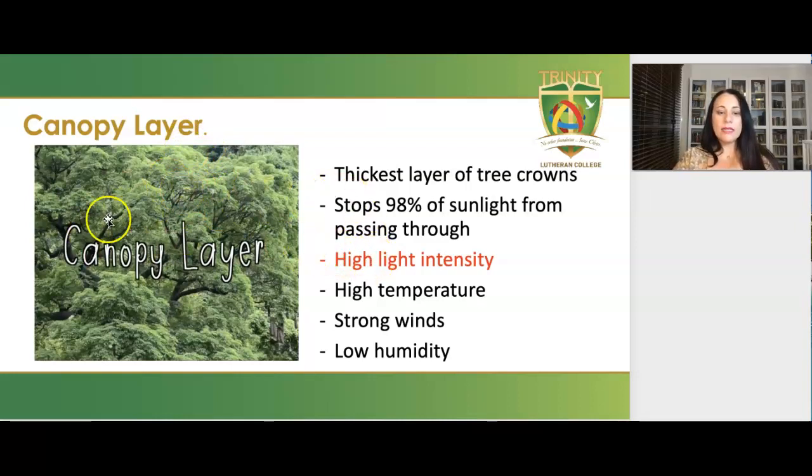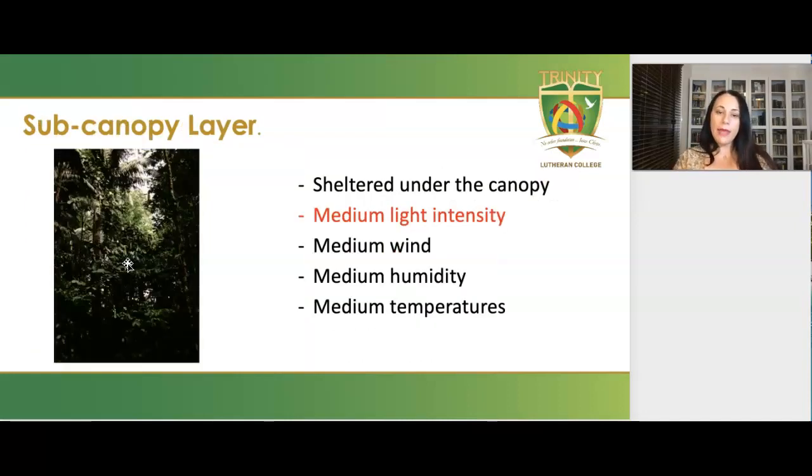It means that organisms living in this canopy are exposed to high light intensity, high temperatures, strong winds because there's nothing really to protect them, and very low humidity. The sub-canopy layer, depending on the thickness of the canopy above, can get very dark very quickly. It's very much sheltered by the canopy above it. We tend to say that it has medium light intensity, wind, humidity, and temperatures.